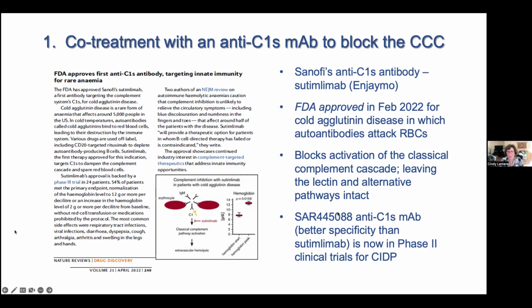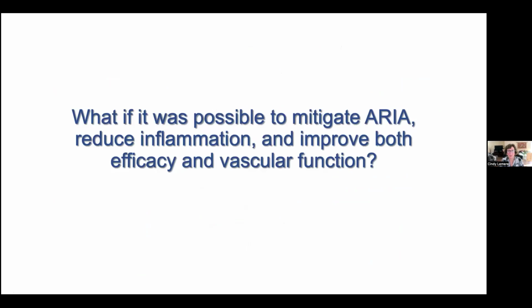And in particular, Sanofi now has a 2nd generation antibody that's in clinical trials for peripheral nervous system disease called chronic inflammatory demyelinating polyneuropathy. And so we are developing a murine version of this antibody and hoping to test it with anti-amyloid antibodies such as 3D6. But what if it was possible to mitigate ARIA, reduce inflammation, and improve both efficacy and vascular function? So we've got 2 possible ways to try to do this.